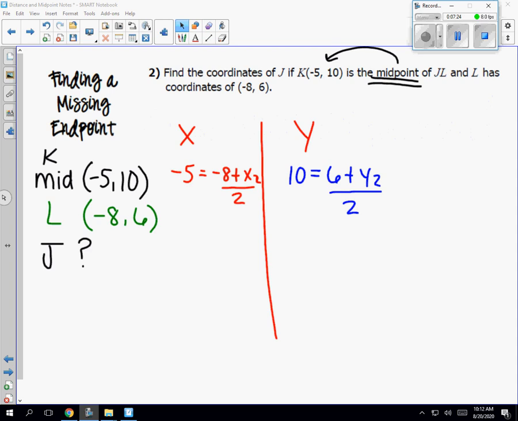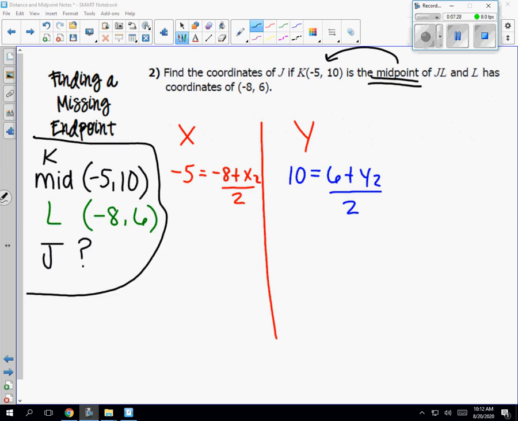All right, so what I did is I took all my information and I put it on the side here so it's easier to look at. So we have our midpoint K, which is -5, 10, point L, -8, 6, and then my missing endpoint, which is J, so I put a question mark. And then for column X, we put all my x's. So we have -5 and my -8, and then we're missing an x here.